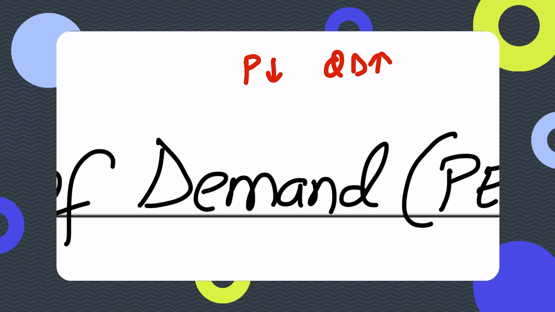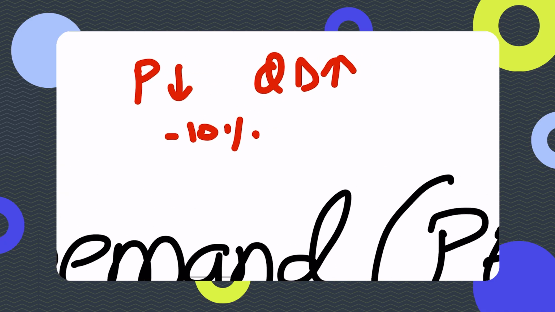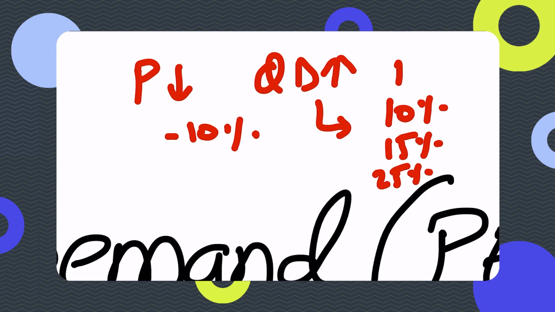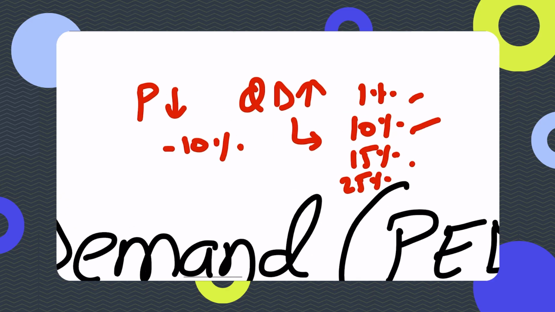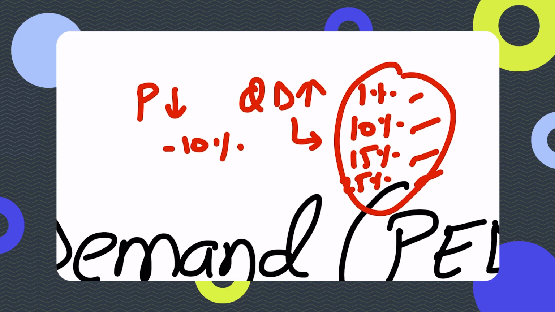Let's say the price goes down by 10%, minus means it's going down. By how much will the quantity demanded go up? Will it go up by 10% only? Will it go up by 15%? Will it go up by 25% or 1% or won't even change? There are various possibilities, and that is exactly what PED studies, because quantity demanded going up by 1%, 10%, 15% or 25% is basically the response of quantity demanded to a price change of 10%.